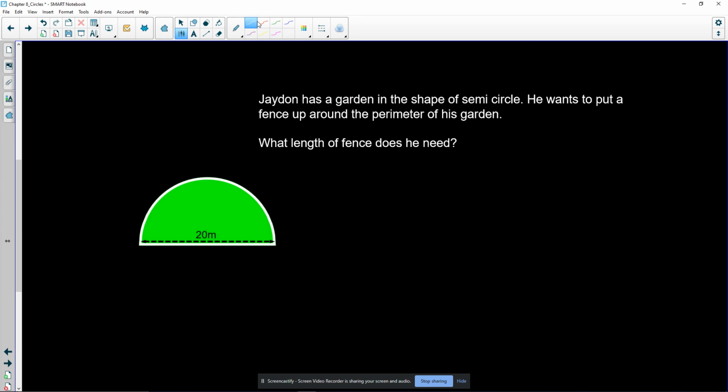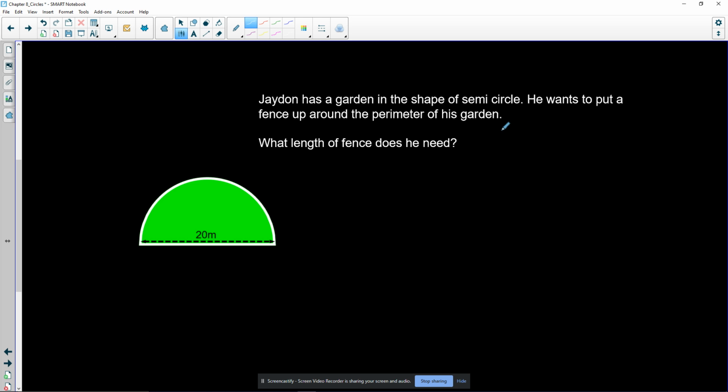Hey, grade 7s, we're going to do another circumference question here. But in this case, we're looking at a word problem, okay? So it says Jaden has a garden in the shape of a semicircle. He wants to put a fence up around the perimeter of his garden. What length of fence does he need?